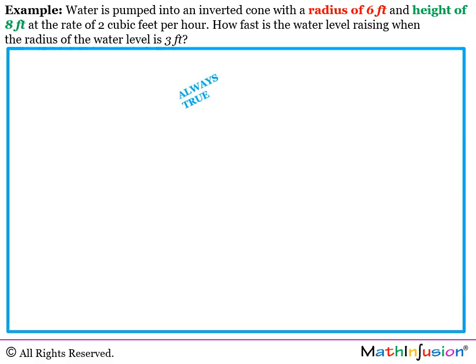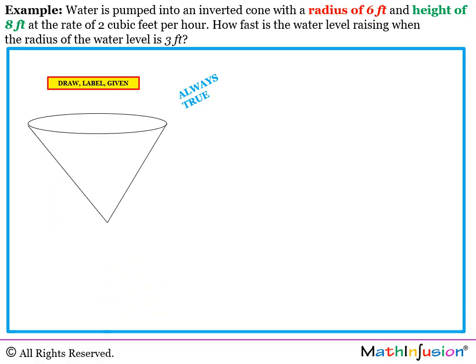As usual, we will start with the always true, and let's draw, label, and see what is given, which is always true. First, here is our container. The container is an inverted cone, and when we fill water in, we have a small cone in this cone because the water is filling in, so the shape of the water is the shape of the container, which is a cone. Here's the level of the water.